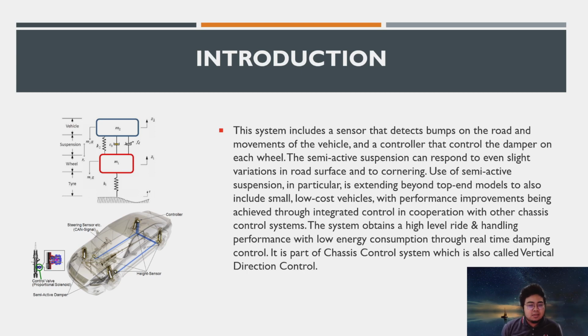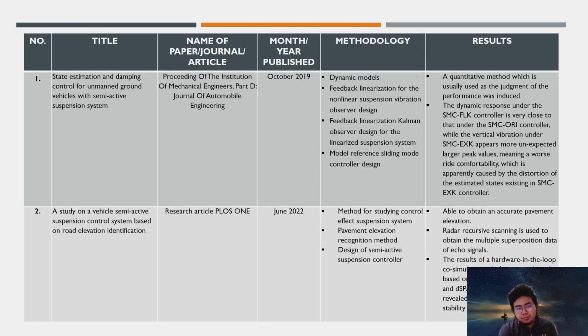The use of semi-active suspension in particular is extending beyond top-end models to also include small, low-cost vehicles, with performance improvements being achieved through integrated control in cooperation with other chassis control systems. The system obtains a high-level ride and handling performance with low energy consumption through real-time damping control. It is part of the chassis control system, which is also called vertical direction control.